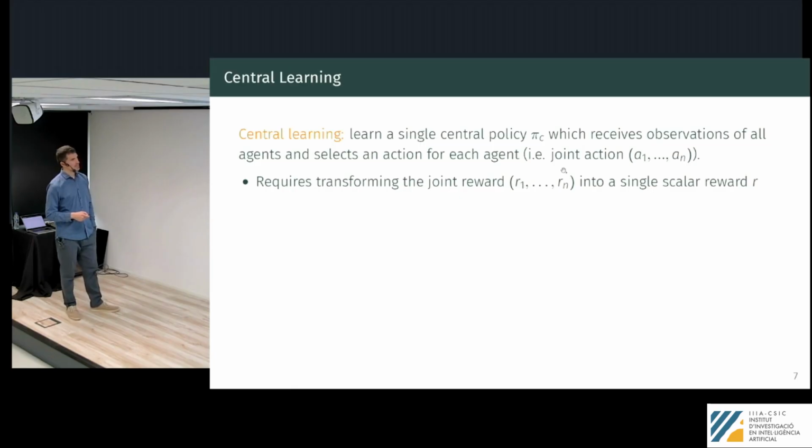And it selects actions for every agent, which means it selects a joint action. So there's a few things we need to do here to make this work. First of all, we need a way to transform the joint reward, which is the individual rewards for the agents, into a single scalar reward.